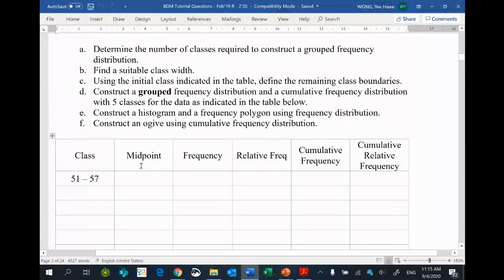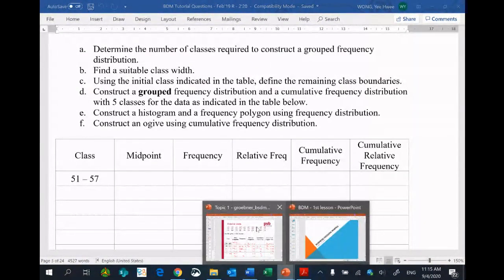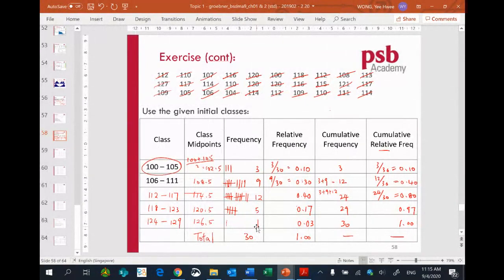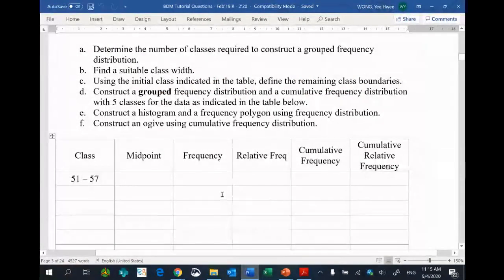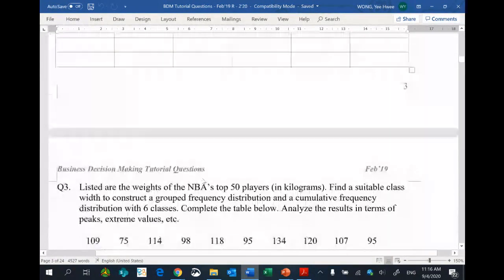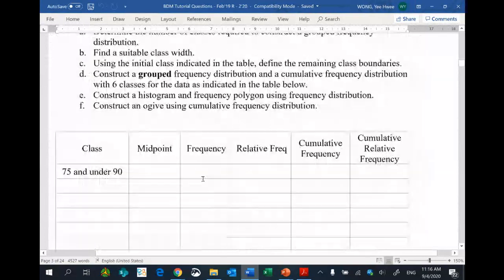You draw the histogram, polygon, and ogive for this one. For this, you fill up the table first, just in case your table has errors, because I do not want you to draw the wrong graphs. Next lesson, we will compare the answers in the table. Then you continue to draw the graphs. Make sure your table is correct first before you draw the graph. You have 2 questions on that: one question without "under", the other question with "or under".